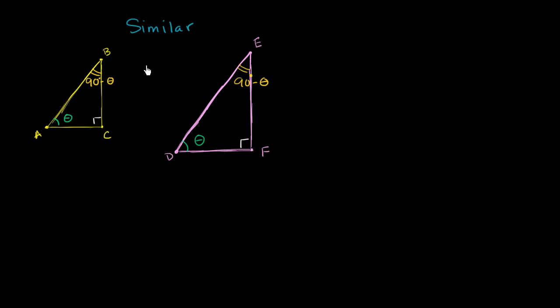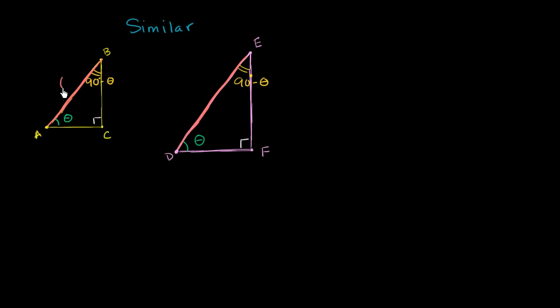Now, why is that interesting? Well, we know from geometry that the ratio of corresponding sides of similar triangles are always going to be the same. So let's explore the corresponding sides here. The side that jumps out when you're dealing with right triangles the most is always the hypotenuse. So this right over here is the hypotenuse. This hypotenuse is going to correspond to this hypotenuse right over here.